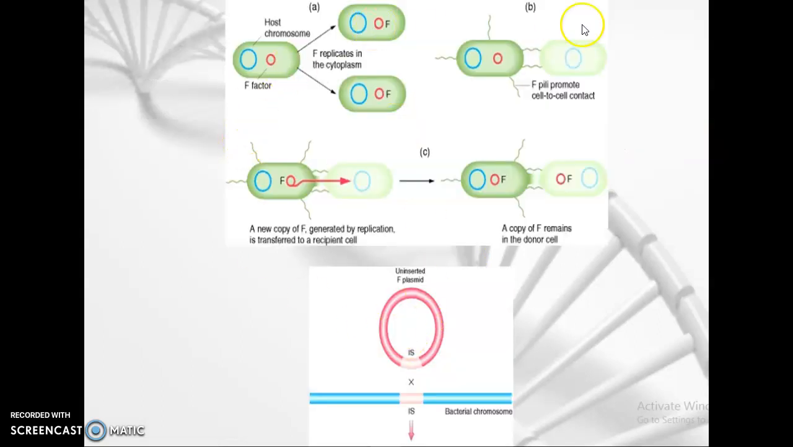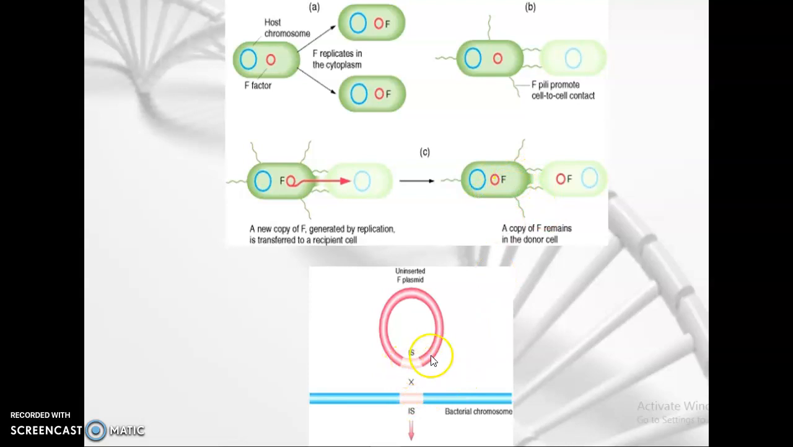So you can see here in this picture, F factor can replicate its own DNA. And here you can see F factor promotes pilus formation, which promotes cell-to-cell contact. And you can see here an F plus cell can come in contact with an F minus, not another F plus. And you can see F is being transferred into the recipient cell. And a copy of the F remains in the donor cell.